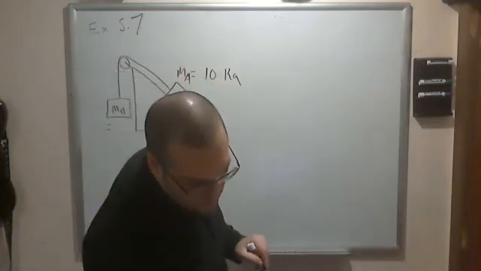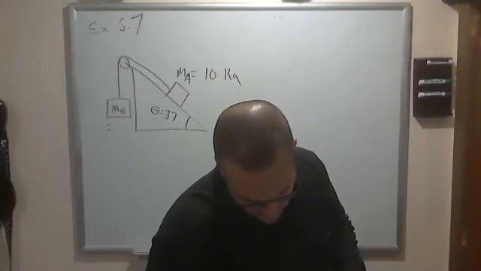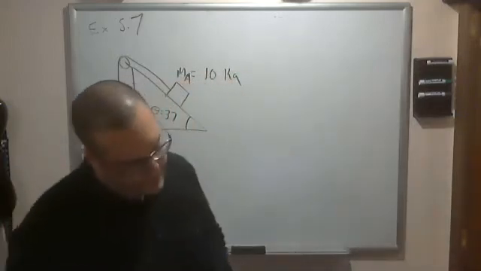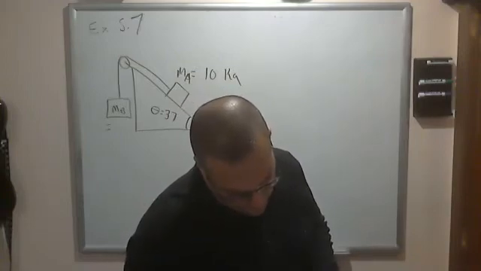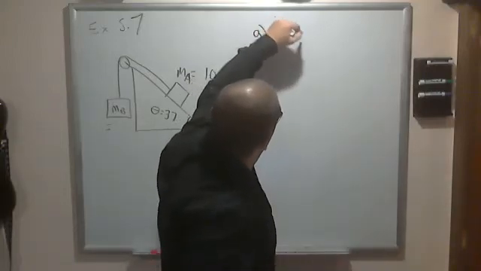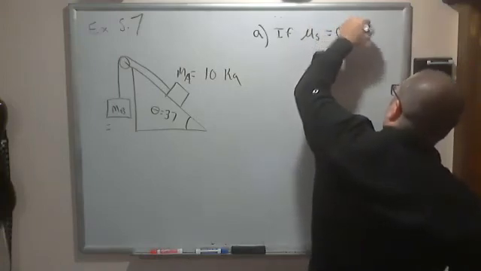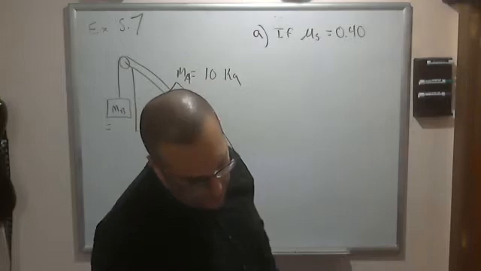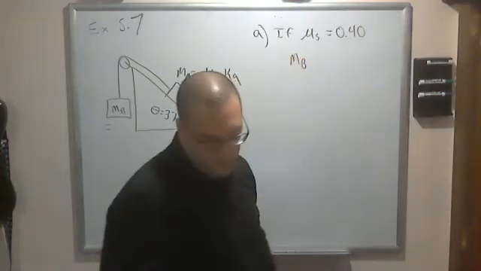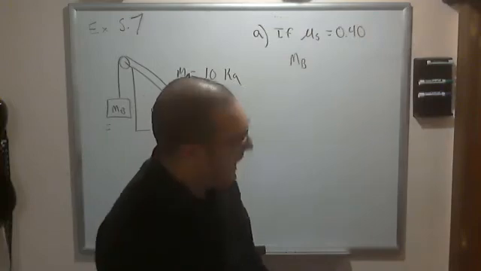MB is what we're going to look at, right? So the problem asks, if the coefficient of static friction is 0.40, what are the ranges of values for mass B to keep the system at rest?